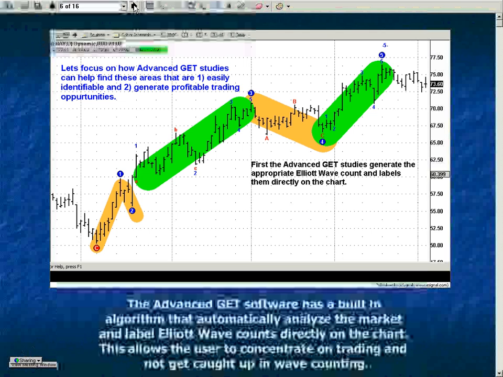Now let's focus on Advanced GET studies and how to find those areas that are, number one, easy to identify, and number two, will generate profitable trading opportunities. The first Advanced GET study generates the appropriate Elliott wave count and labels them directly on the charts. The Advanced GET software has a built-in algorithm that automatically analyzes the market and labels the Elliott wave counts directly on the chart. This allows you, the user, to concentrate on your trading and not get caught up in trying to identify the wave counts.